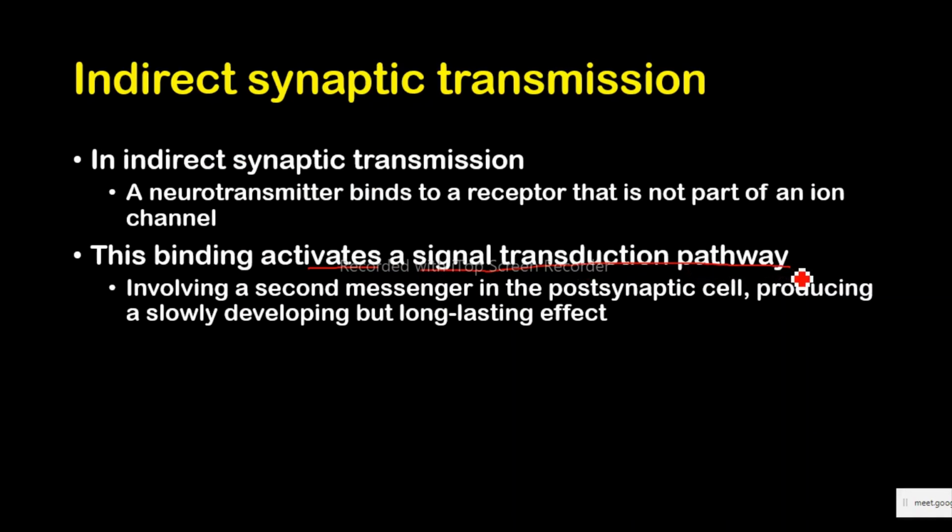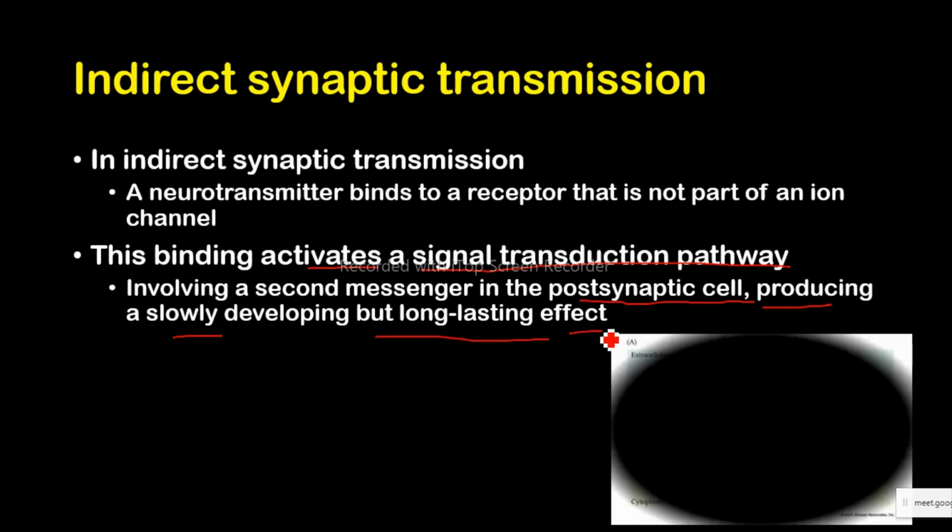I hope you still remember, because I taught this twice. I first taught it before plants, and again I taught it when we were studying hormones. So it induces a signal transduction pathway that involves use of different secondary messengers in a postsynaptic cell. Now these second messengers will finally lead to the production of a slow but long-lasting effect. So this is basically what I'm talking about.